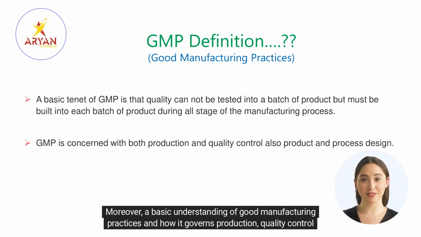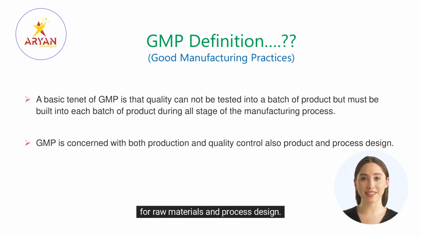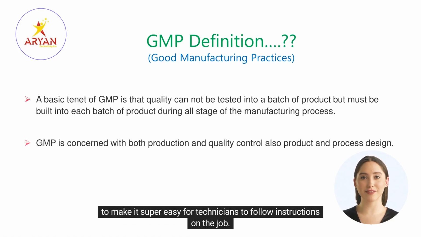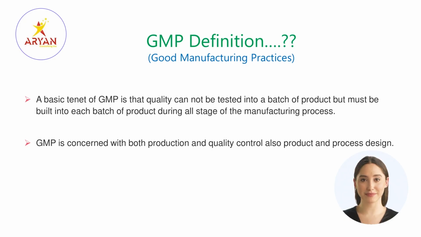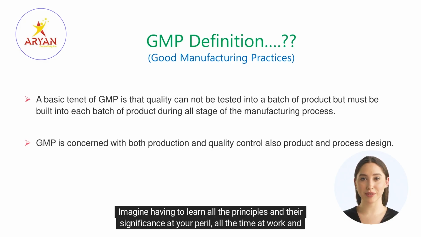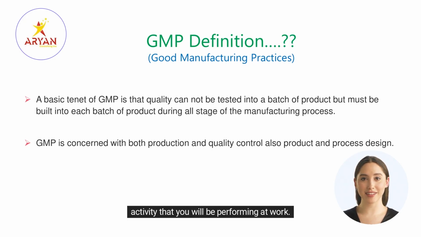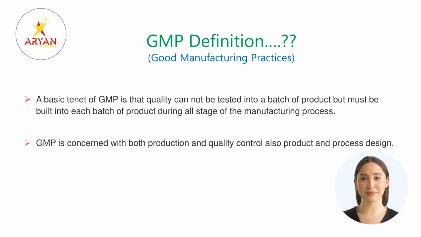Moreover, a basic understanding of good manufacturing practices and how it governs production, quality control for raw materials and process design. All these things are done by the company and the quality directors with other cross-functional departments to make it super easy for technicians to follow instructions on the job. Imagine having to learn all the principles and their significance on your own, all the time at work, and having these procedures handy at your workplace, so you can revisit them if you are not sure about any activity that you will be performing at work.